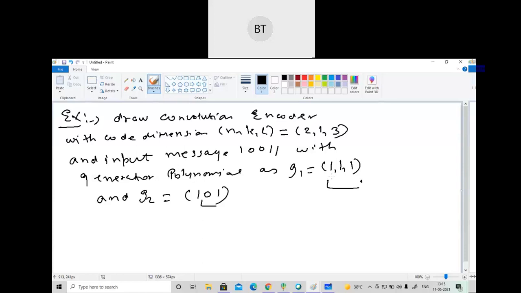So let's see how to proceed. The problem is like this: draw a convolution encoder with code dimension n comma k comma l given as 2 comma 1 comma 3, and the input message signal is given as 10011 with the two generator polynomials, G1 given as 111 and G2 given as 101.